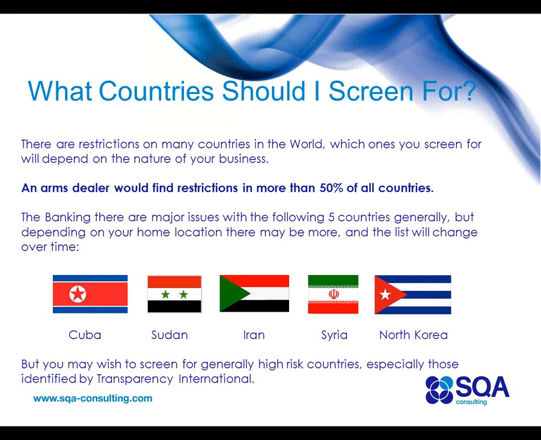And as time changes, new countries will be added to this, I'm sure, particularly in those sort of Middle Eastern hotspots where we've got the Arab Spring still ongoing. So be prepared that this will be an ever-changing list.